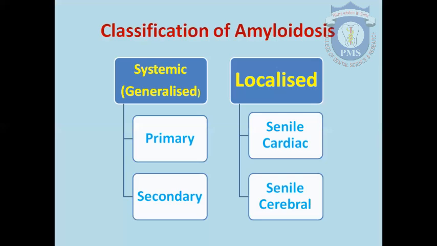Classification of amyloidosis. Amyloidosis is broadly classified into systemic or generalized and localized amyloidosis. Systemic or generalized amyloidosis is again classified into primary amyloidosis and secondary amyloidosis. Localized amyloidosis is again classified into senile cardiac and senile cerebral amyloidosis.